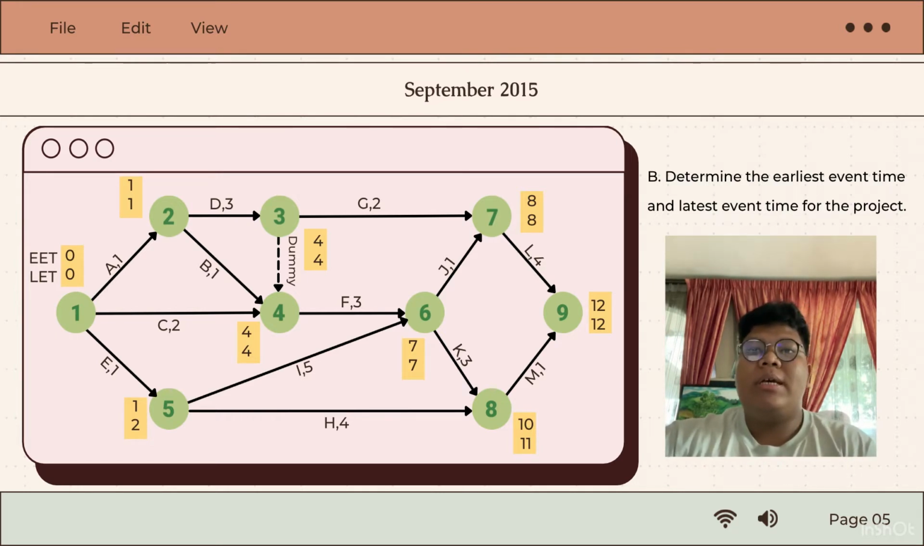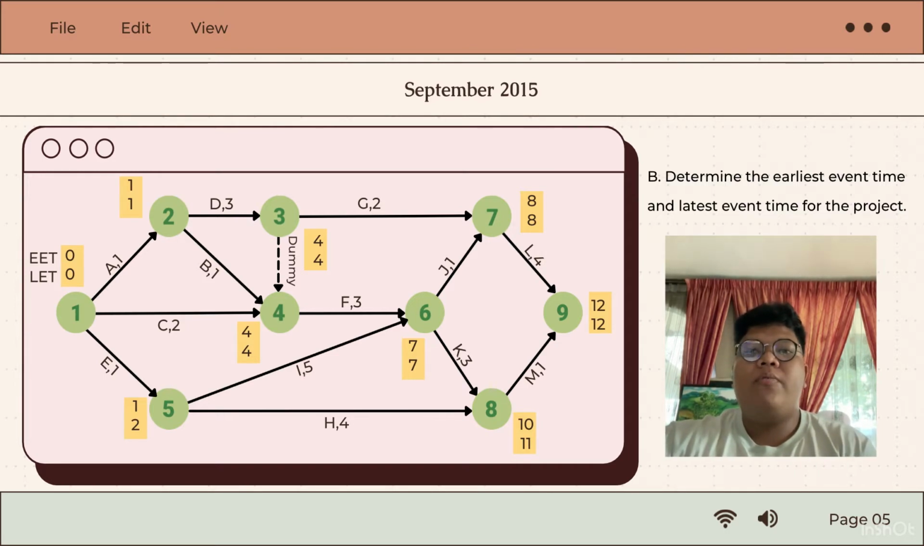For path 6, there are also 2 heads, which are 1 plus 5 equals 6 and 4 plus 3 equals 7. Between 7 and 6, we choose 7 for EET at path 6. Move along to path 7: 4 plus 2 equals 6 and 7 plus 1 equals 8. Obviously, 8 is the highest value, so we choose 8. For path 8, we get 10 because 7 plus 3 equals 10 from activity K3. The last path is 9 and we get 12 because 8 plus 4 equals 12.